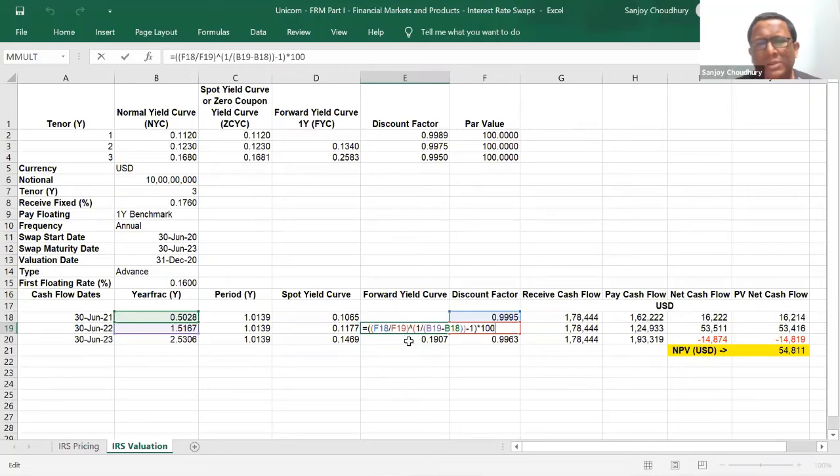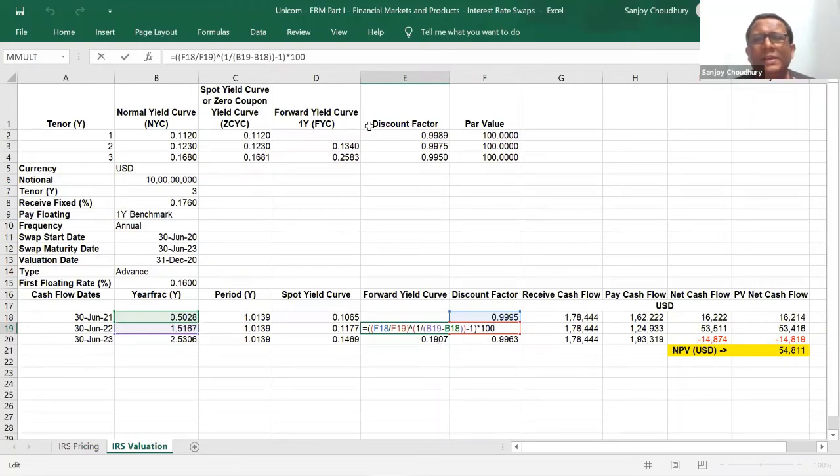This is calculated using the function: discount factor 1 divided by discount factor 2, raised to the power 1 divided by T2 minus T1, minus 1, then multiplied by 100 just to convert that to a number. And the second term, which is 0.1907, is the rate of interest applicable from 30th June 2022 till 30th June 2023. All these are based on the present day yield curve.